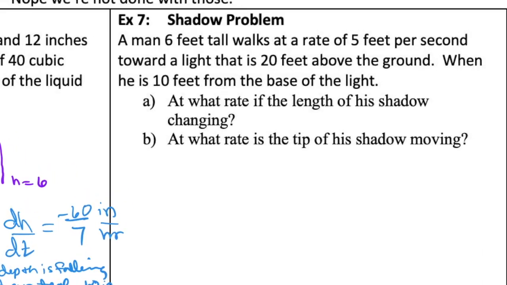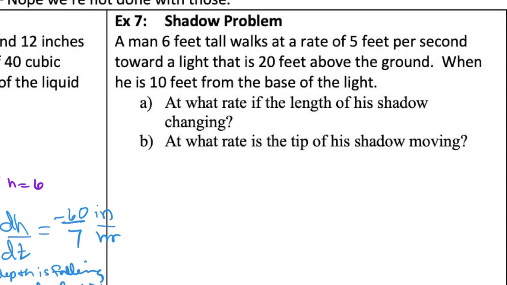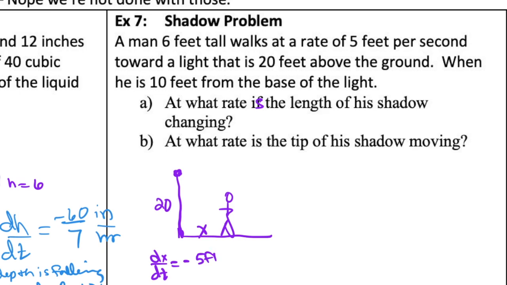So as we look at example 7, we have a typical shadow problem. A man 6 feet tall walks at a rate of 5 feet per second toward a light that is 20 feet above the ground. When he is 10 feet from the base of the light, we want to know at what rate is the length of his shadow changing. Let's draw the light. It's not moving. It's 20 feet tall. Now, our guy is walking towards the light, and we're going to label that path x. Now, since he's going towards the light, our dx/dt is negative 5 feet per second.